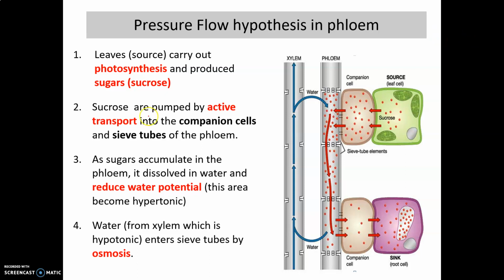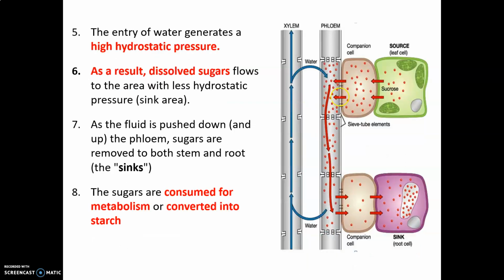So tadi kita dah tengok daripada bila air masuk dekat dalam this area of phloem melalui xylem daripada hypotonic kepada hypertonic environment. So basically now bila air masuk tadi, dia akan generate pressure. So dekat this area dia akan generate what we call high hydrostatic pressure. The entry of air masuk ke dalam this region of phloem dekat dengan source dia akan generate high hydrostatic pressure.